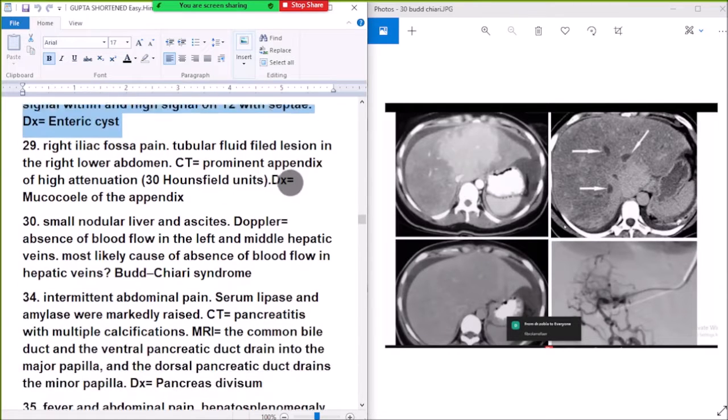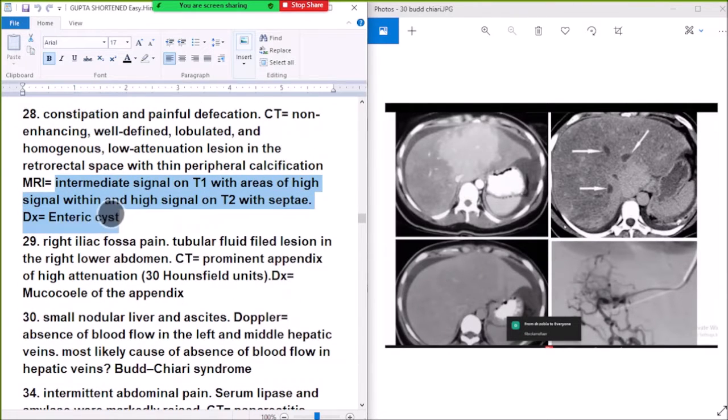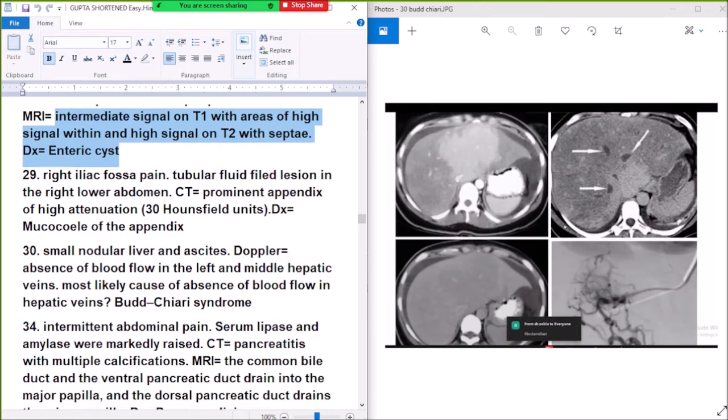Question number 29. Other options don't make any sense. Right iliac fossa pain, tubular fluid-filled lesion in the right lower quadrant of the abdomen. CT shows a prominent appendix of high attenuation, 30 Hounsfield units. Diagnosis: mucocele of the appendix.